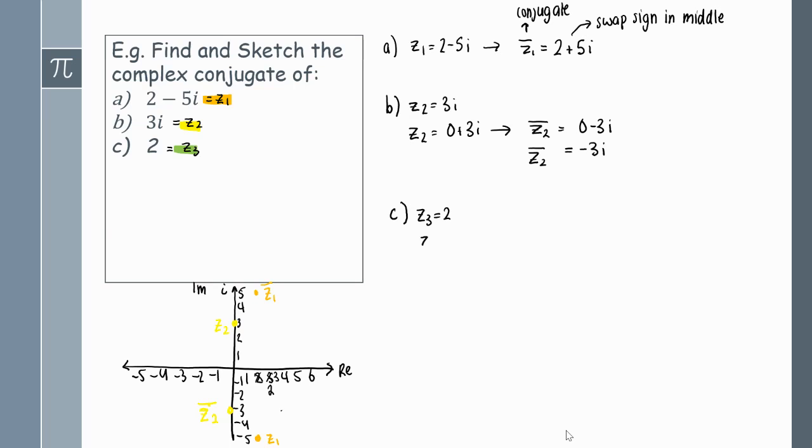Lastly, if we have Z3 equals 2, I can write this as 2 plus 0i. Now it's easy to find the conjugate is 2 minus 0i. This is the same thing as just 2 because I have 0 for the imaginary part of my complex number. Actually, Z3 and its conjugate, 2 and 2, are the same number. Again, if we have a look at it, this is still the reflection over the real axis.